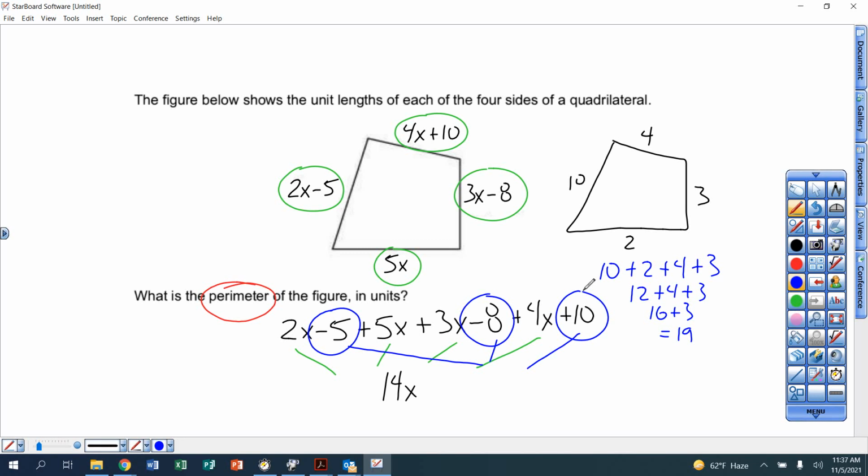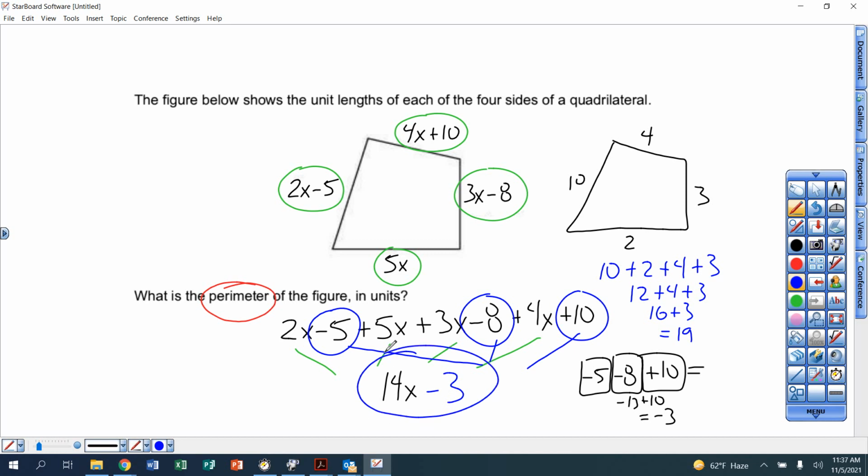So some of you, if you're struggling with your negatives, use a calculator. You could type in -5 minus 8 plus 10. You could do that on your calculator and it will spit out -13 plus 10. It will give you -3 for combining just the numbers. The second word is fish. Fish. So again, on this perimeter, add up all 4 lengths, but combine only like terms, adding up just the x's and then adding or subtracting just the numbers.